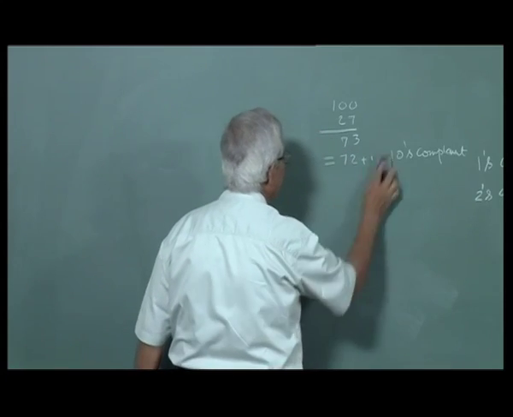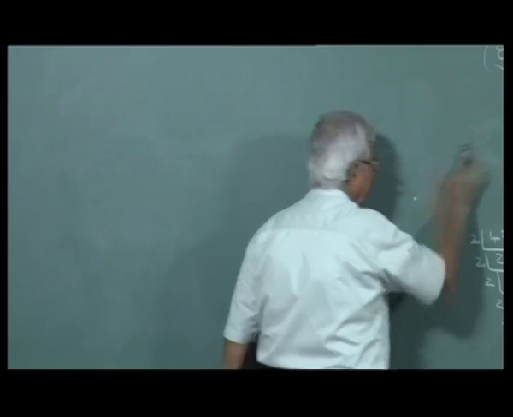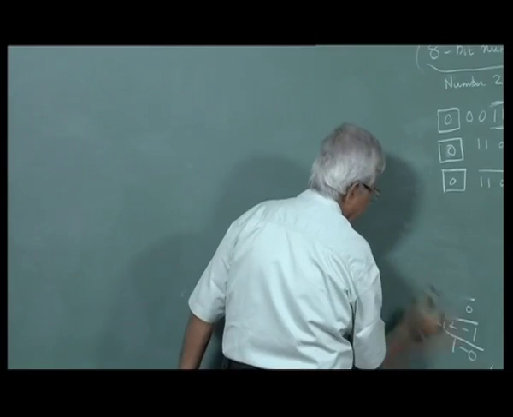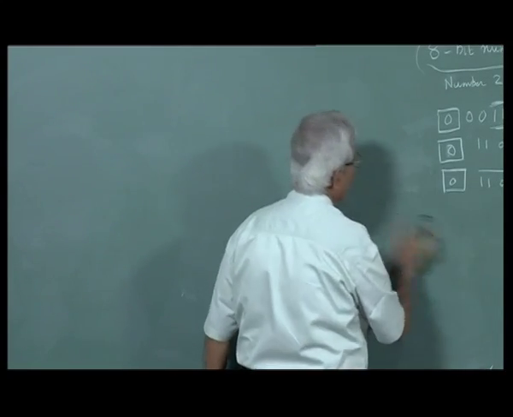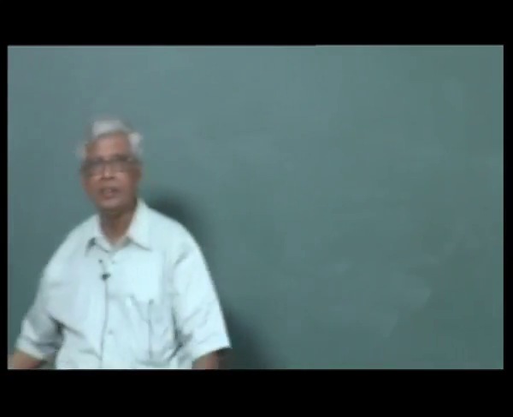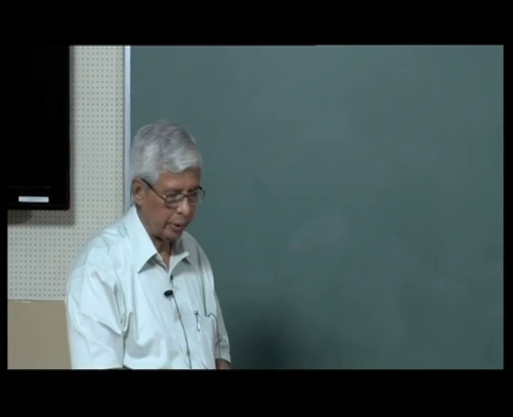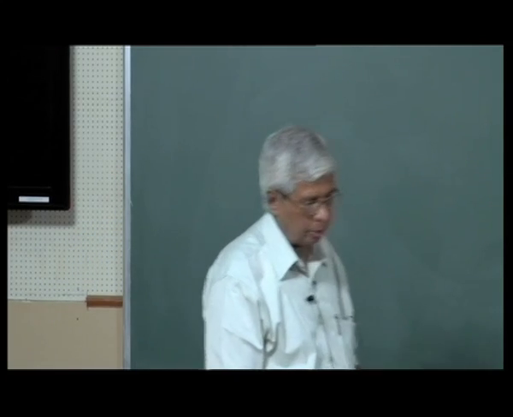Subtraction of a negative number is addition of the complement. It is easily done in 2's complement. It can also be done in 1's complement, but very rarely. So I will start with 2's complement, a subtraction in 2's complement.